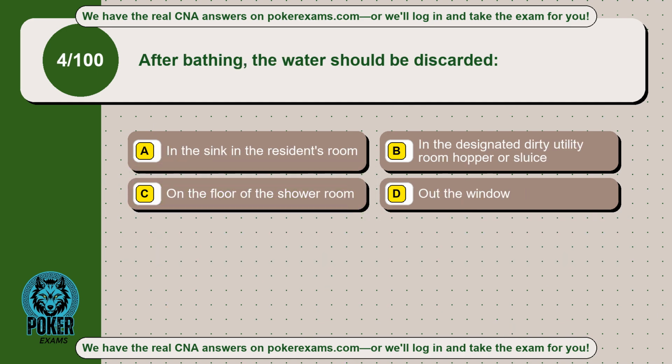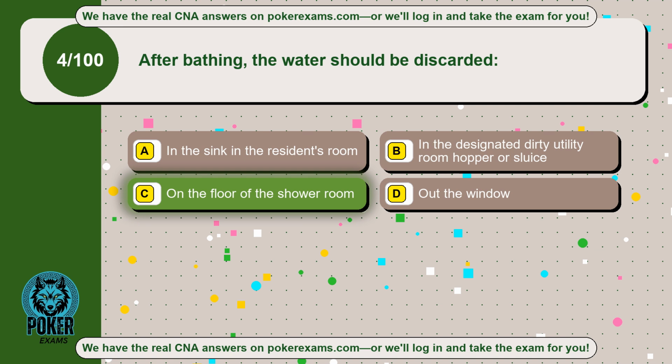Question 4. After bathing, the water should be discarded: Option A, in the sink in the resident's room. Option B, in the designated dirty utility room hopper or sluice. Option C, on the floor of the shower room. Option D, out the window. The correct answer is option C, on the floor of the shower room.